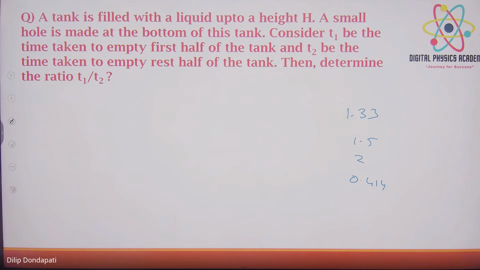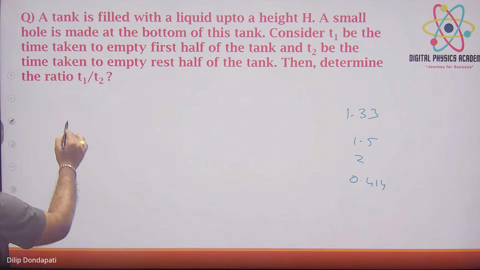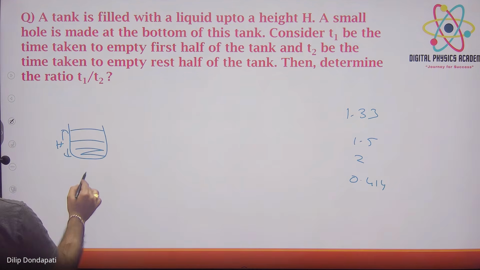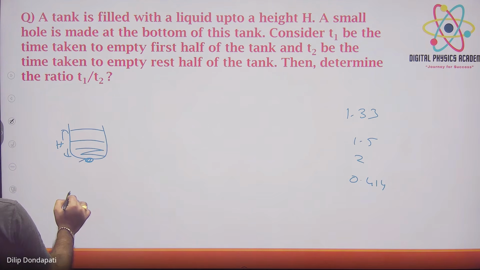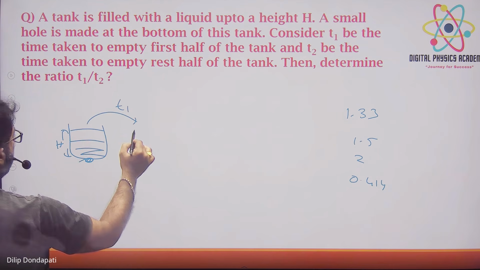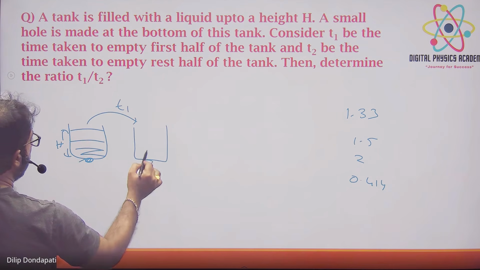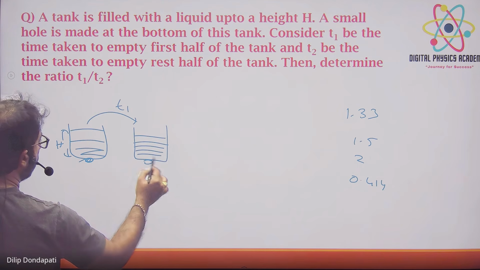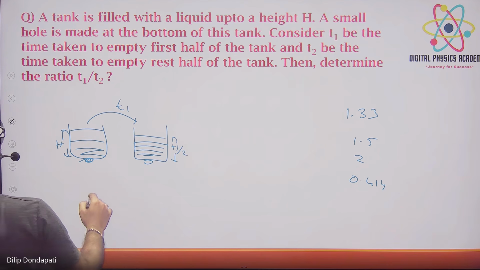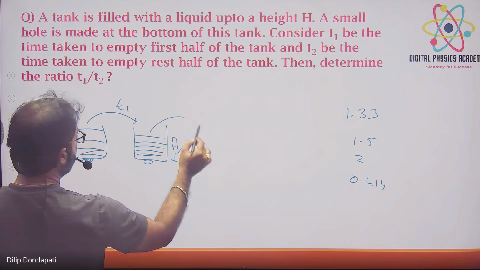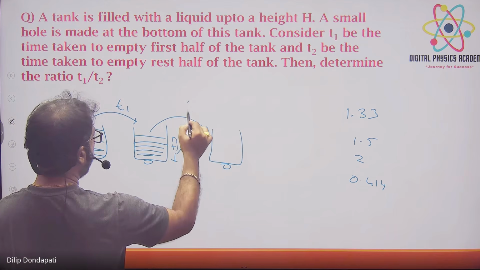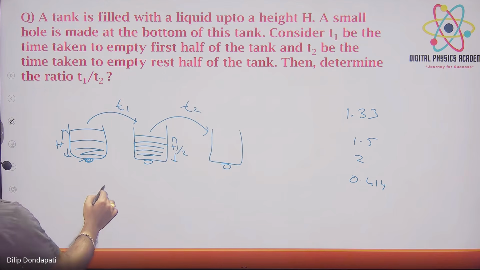A tank is filled with a liquid up to a height h. Okay, completely filled up to height h. A small hole is made at the bottom of the tank. Consider time t1 to empty the first half of the tank. From here, time t1 is taken to empty half of the tank. And t2 will be the time taken to empty the rest of the half. From here it is completely empty, time t2 is taken. Then determine the ratio of t1 by t2.